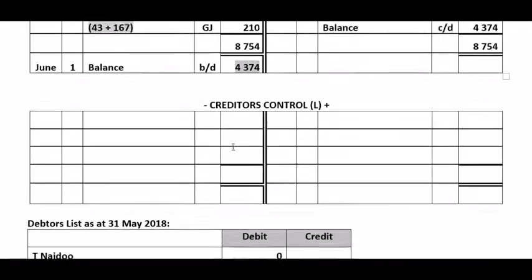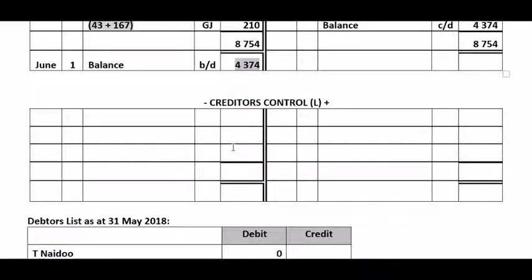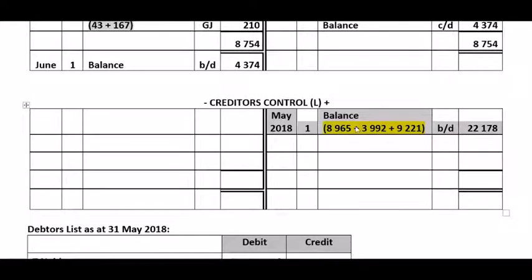In your creditors control account, I started by determining the opening balance of creditors control. So I said the value that we owe Abram Dealers plus the value that we owe Colette Suppliers plus the value that we owe Buerta and Company gives us an opening balance of 22,178.